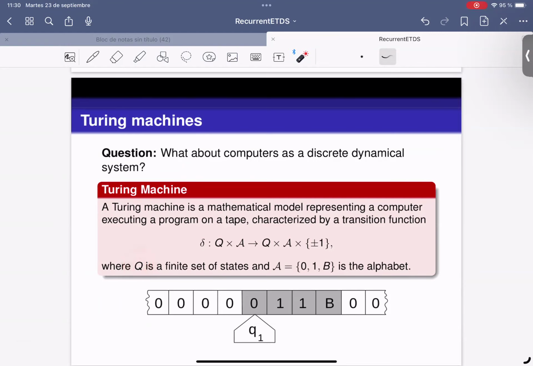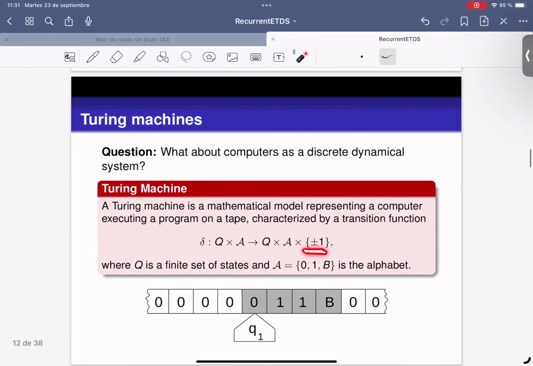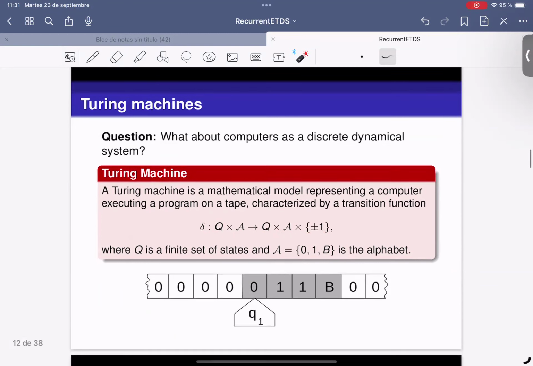A certain alphabet that here is a binary alphabet, 0, 1, and a blank character. So this is just blank, like the empty character. Nothing is written here. And we have a transition map. And the transition map says the following. If I am in a certain state and I read a certain symbol, then I will change my state to another state, I will write another symbol, and I will move. Let me explain this with an example.